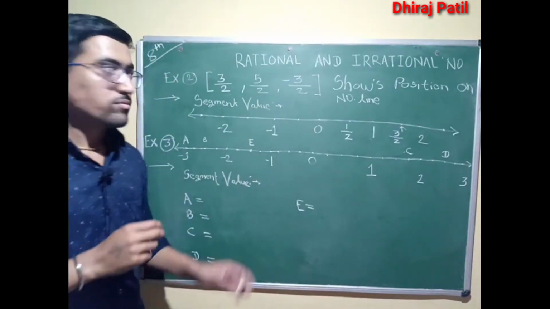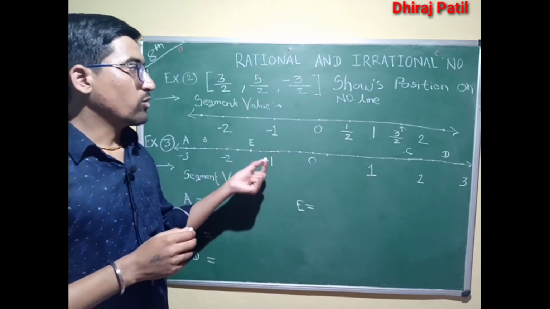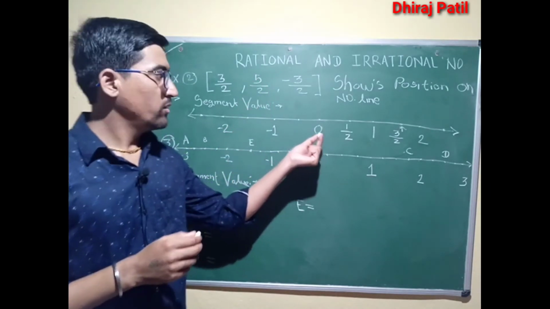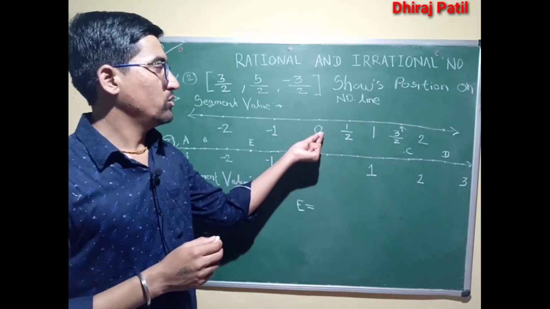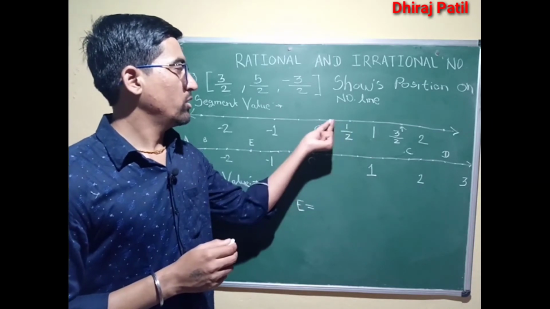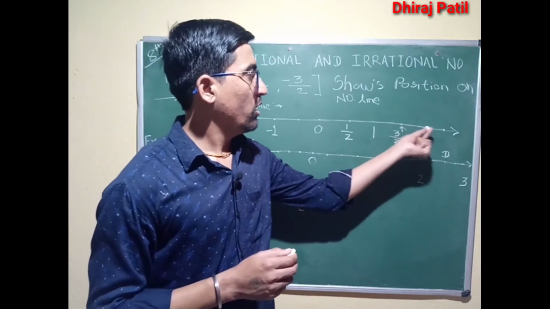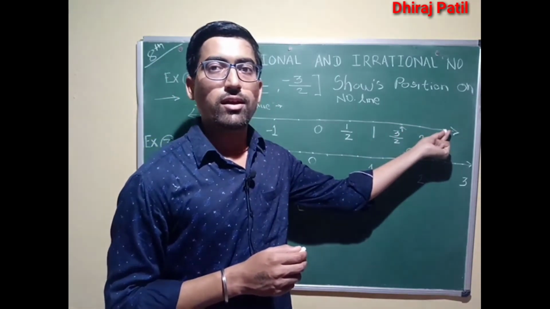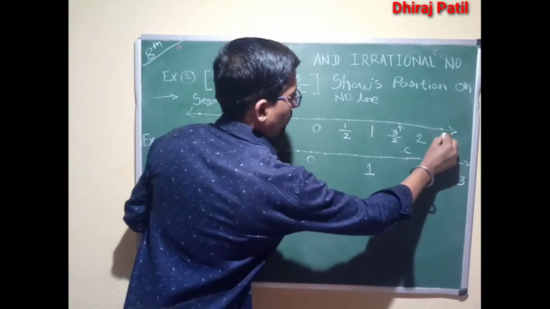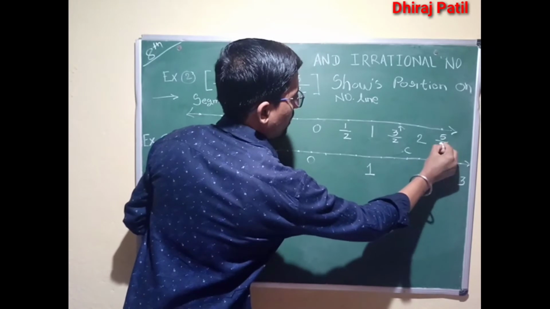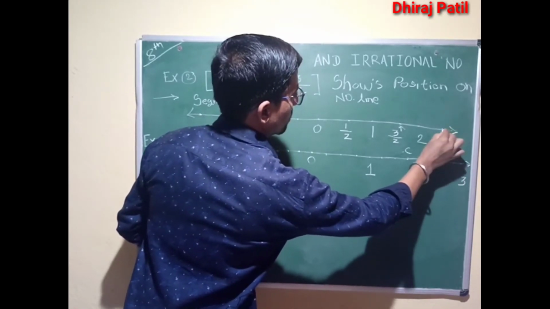Same like that, what is our position value 5 by 2? This is calculated from 0 in the positive direction. This is positive, so I have to take the positive side. From 0 to this segment: 1, 2, 3, 4 and 5. This is our fifth position, so I have to take 5 by 2. This is our position of 5 by 2.